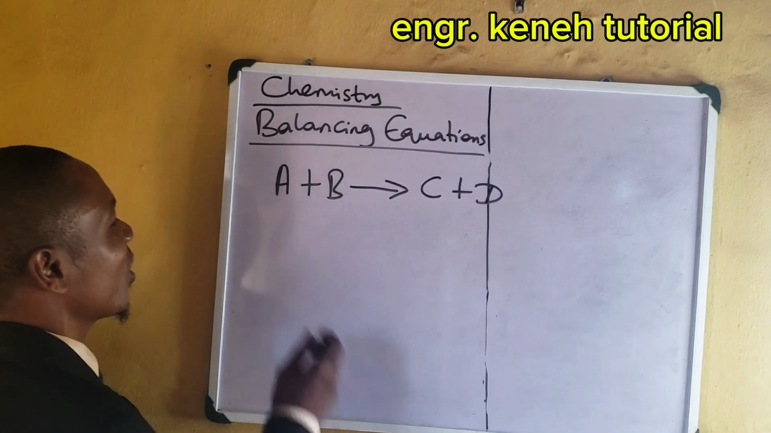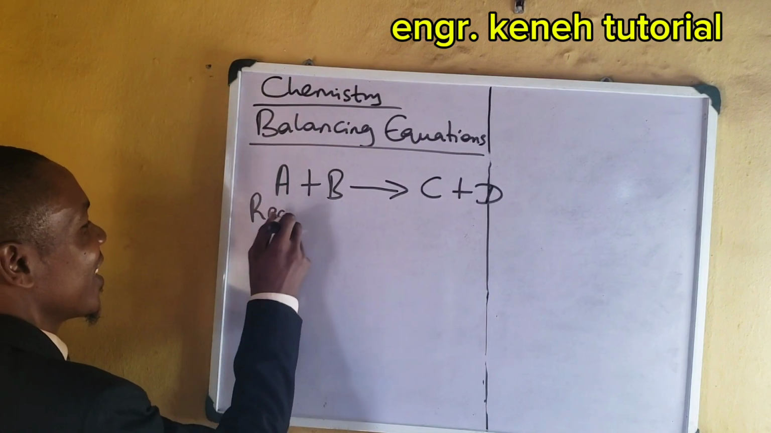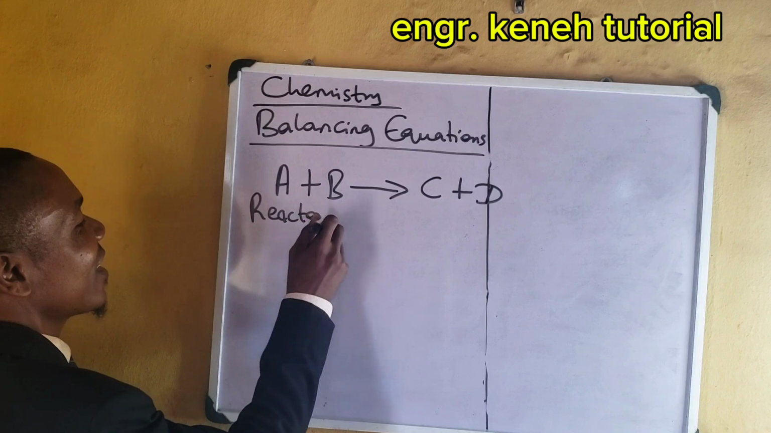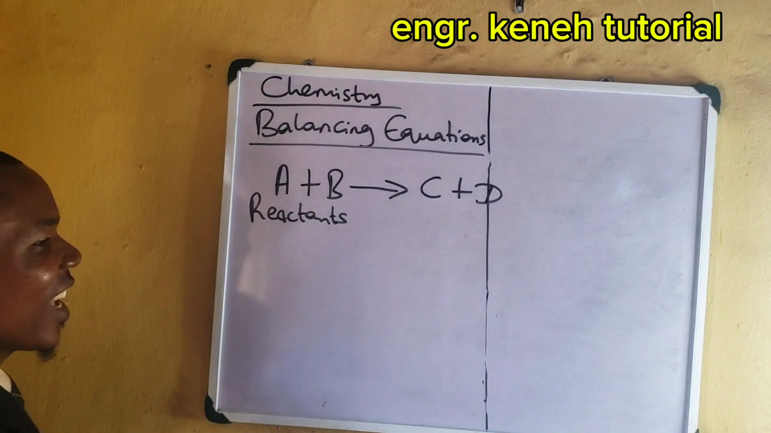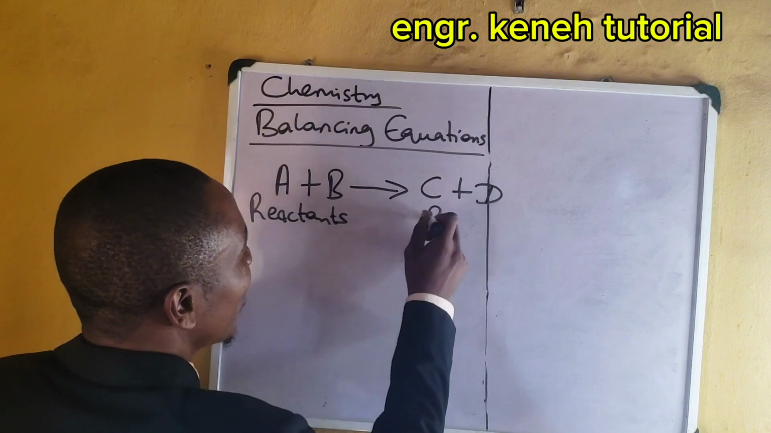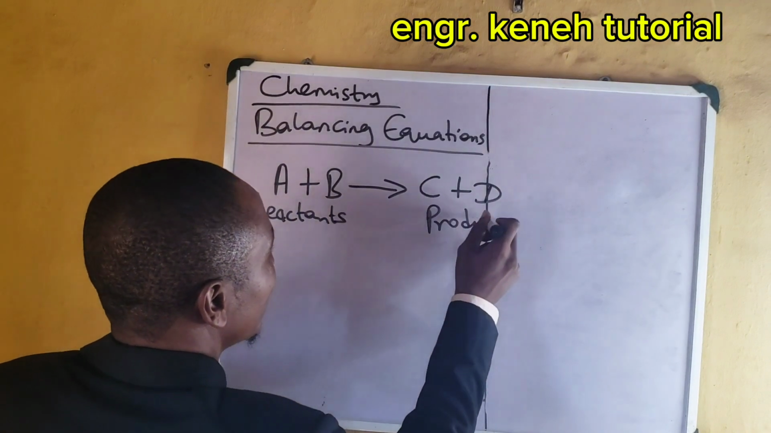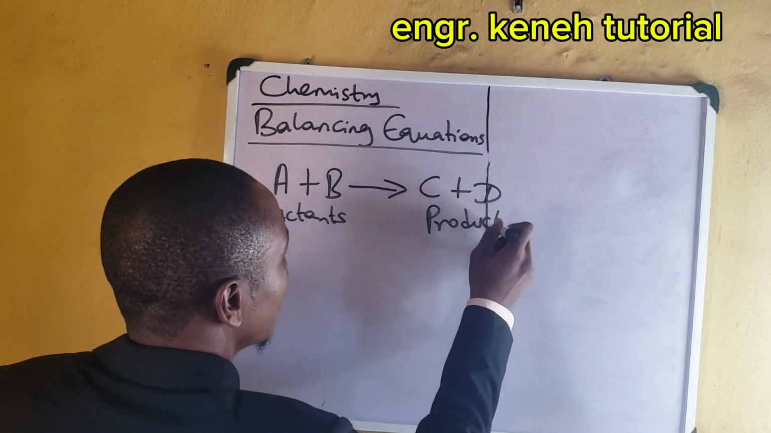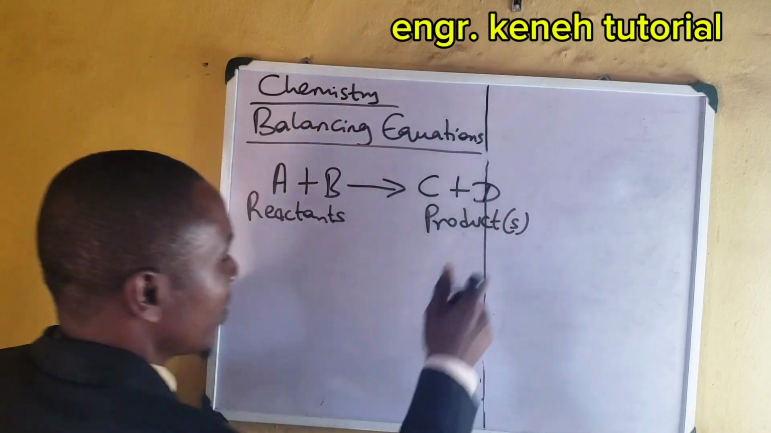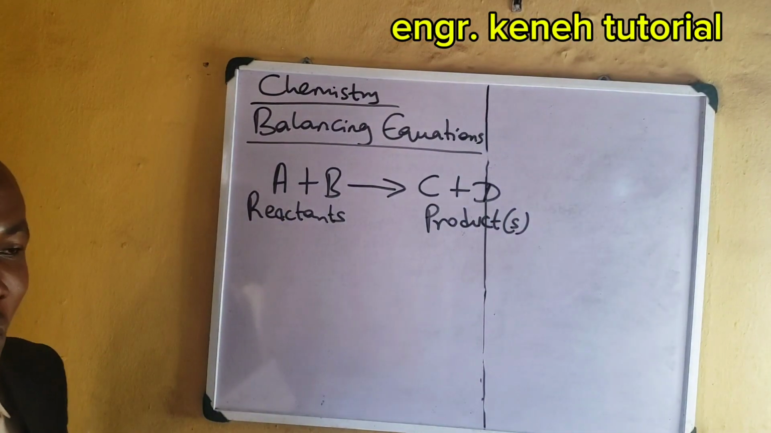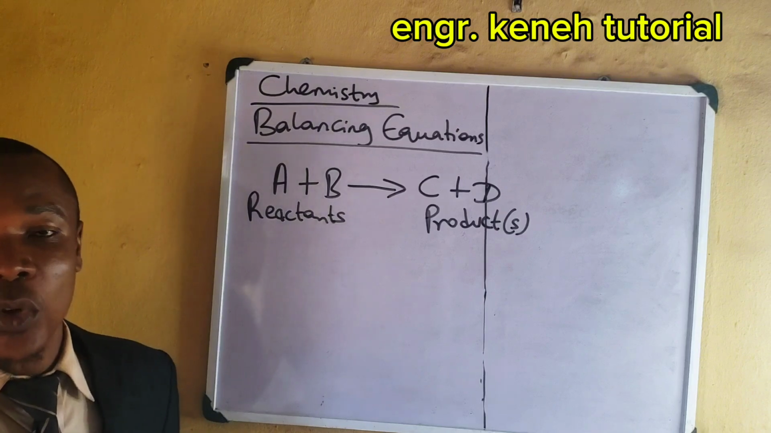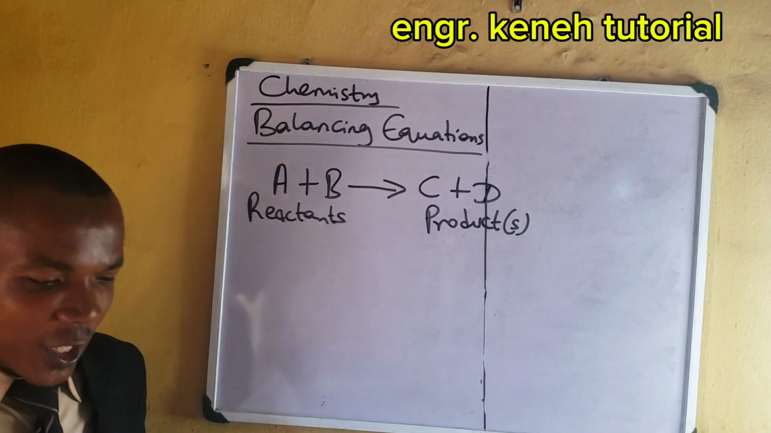All right. When you have something like this, the substances that reacted in order to produce something, what do we call them? We call them reactants. Of course, they are the ones reacting. And what they produce, we call them what? Product, or products, depending on whether you have more than one. So reactants react in order to produce product or products. All right.